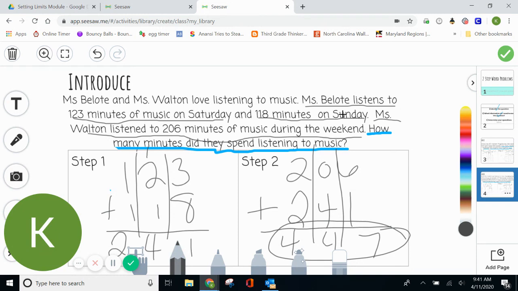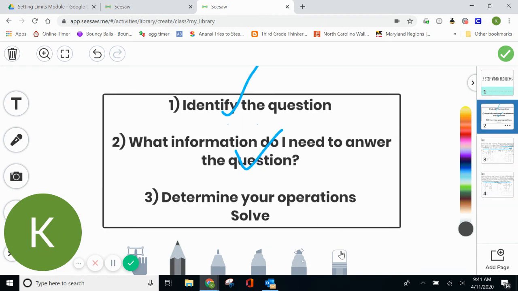When you get to your practice problems, you can come back to this video as much as you need. Keep in mind these steps. Identify the question. What information do I need to answer the question? Determine your operations and solve. Have fun with your practice problems, and I'll see you again tomorrow.